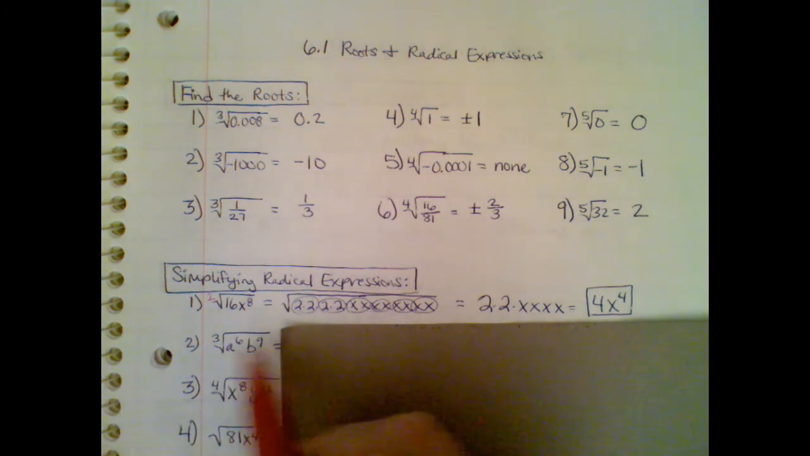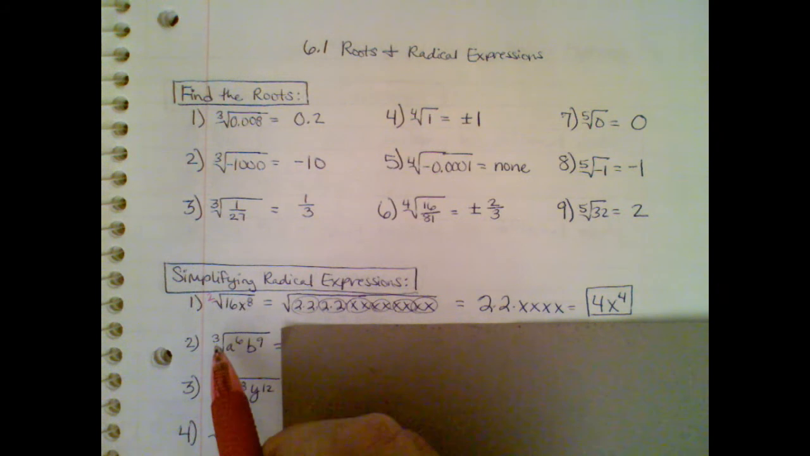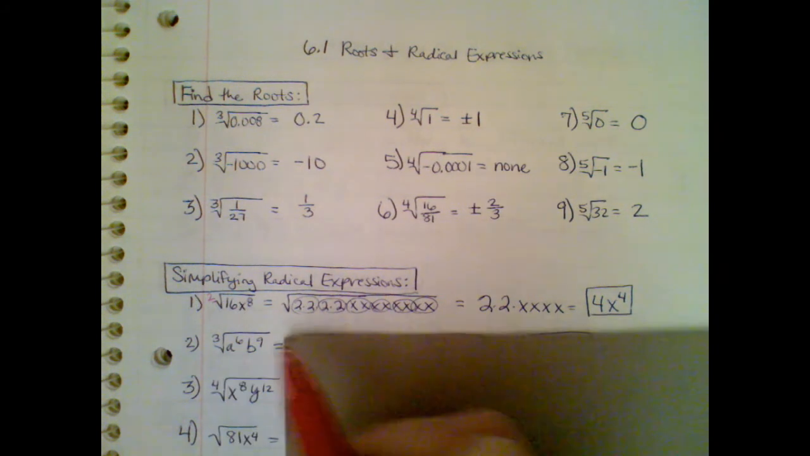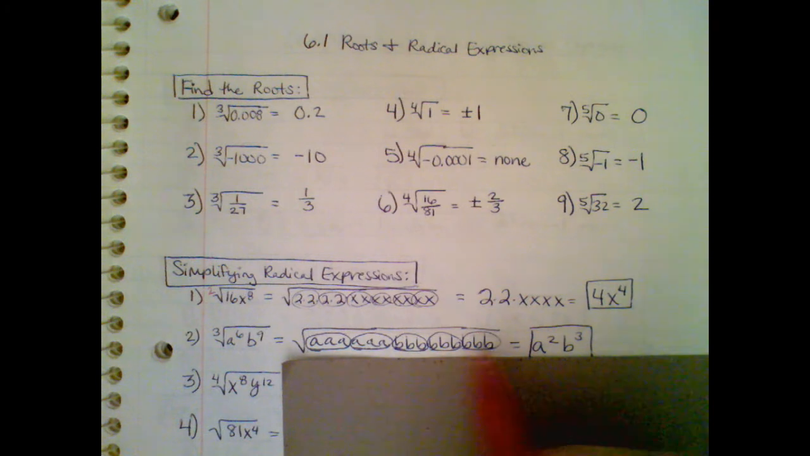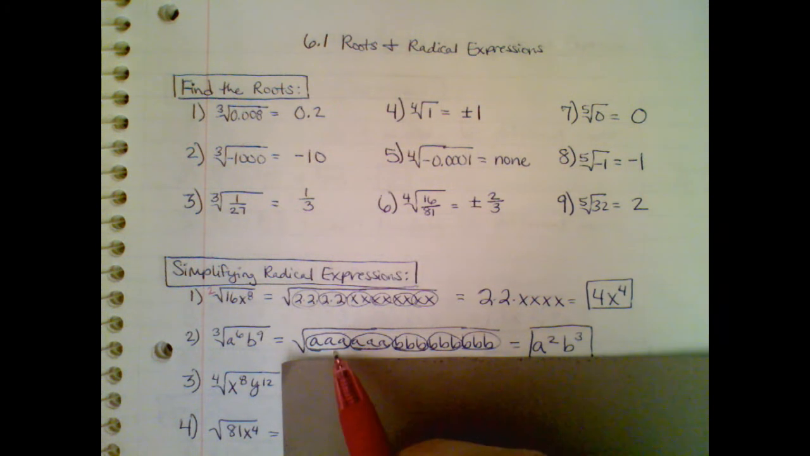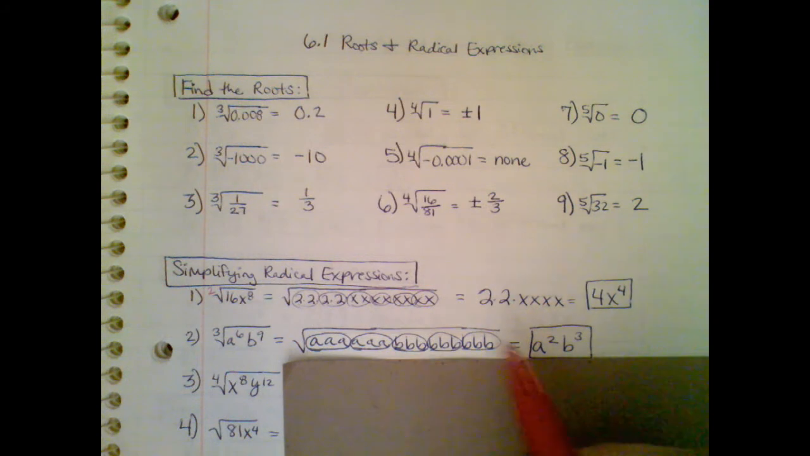So this next one, notice we have the cube root of a to the 6th, b to the 9th. So that means since it's the cube root, instead we're putting them in groups of 3. So if we expand it all out, we have 6 a's and 9 b's. So we have 3 a's here, 3 a's here. So we have 2 groups, so we can bring out 2 groups. So a to the 2nd power. We have 3 groups of b, so b to the 3rd power.